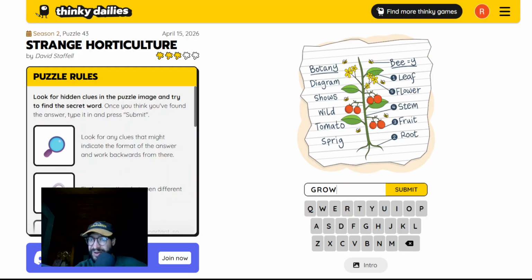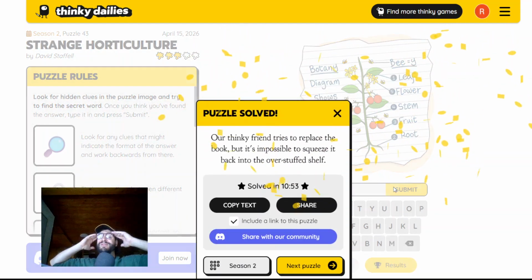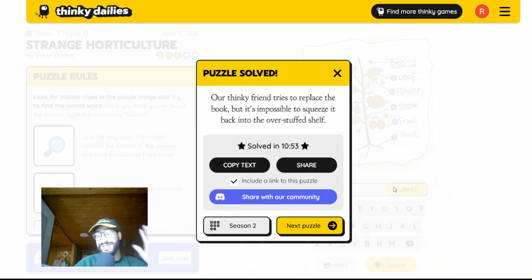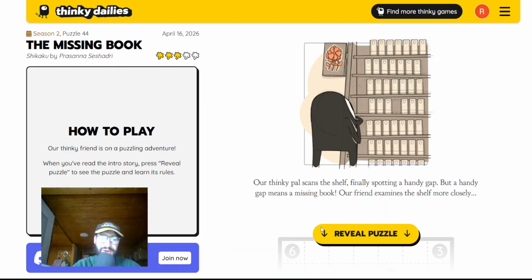And then flower, there are 5 flowers. That's an S. Grows. There we go. Oh, guys. Okay, we did it. But that was 10 minutes. Our Thinky friend tried to replace the book, but it's impossible to squeeze it back into the overstuffed shelf. Oof. Okay, that was a good puzzle. But that was tough. Okay, what is this flower here?